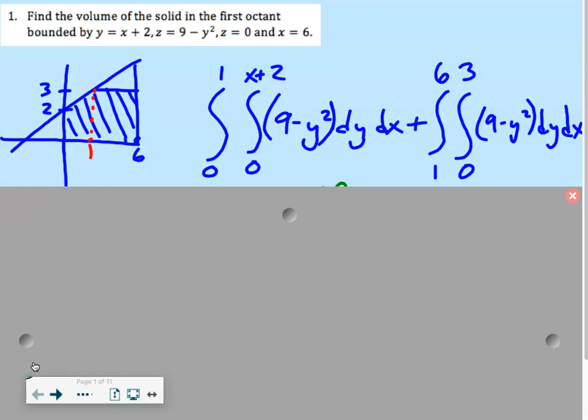How to do this with triple integrals? It'd be the same thing. It's just your z's would go from 0 to 9 minus y squared, and then you'd have dz dy dx. Yes. You have the setup right? Well done. Good job.